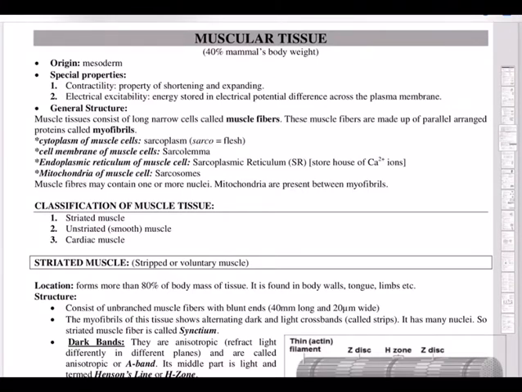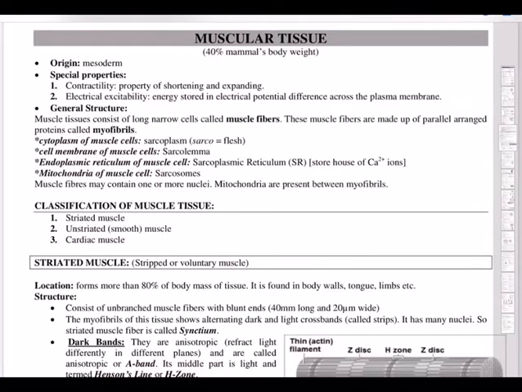So, general structure: the muscle tissue consists of long, narrow cells called muscle fibers. These muscle fibers are made up of parallelly arranged proteins called myofibrils. Just now I said the cytoplasm of the muscle cell is called sarcoplasm, the cell membrane is called sarcolemma, the endoplasmic reticulum of the muscle cell is sarcoplasmic reticulum, and mitochondria of the muscle cell is sarcosome. Muscle fibers may contain one or more nuclei, and mitochondria are present between myofibrils.